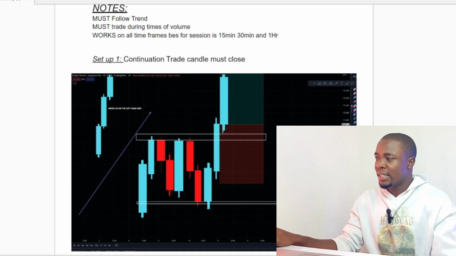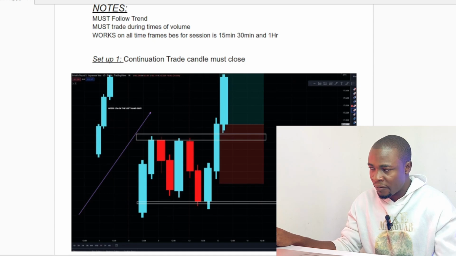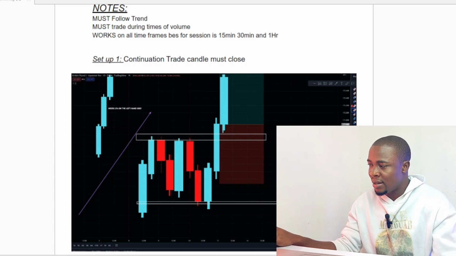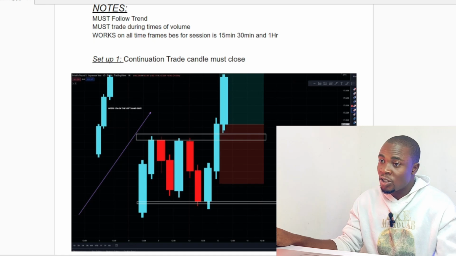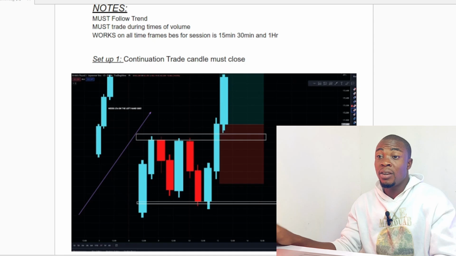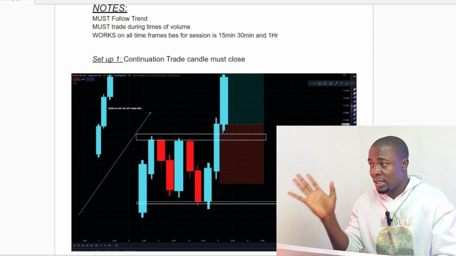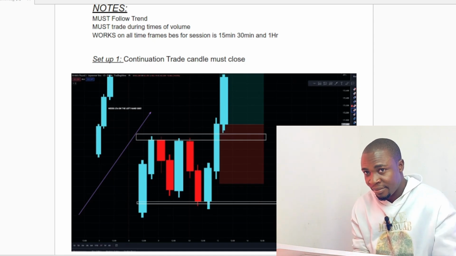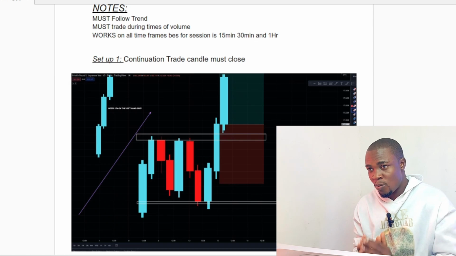If the candle that breaks above that range is big enough, you can use the end of the candle as your stop loss, or if it is small, you use the bottom of the range, depending on the market condition. So this is what setup one is, officially.